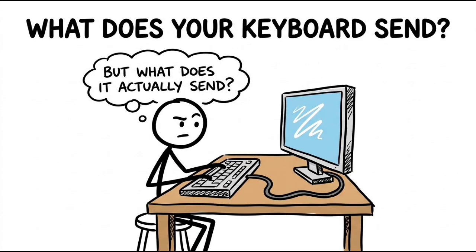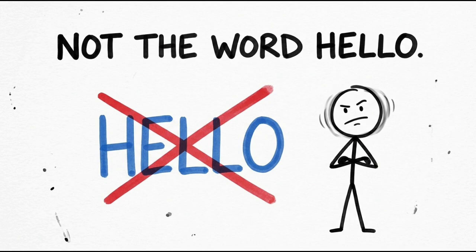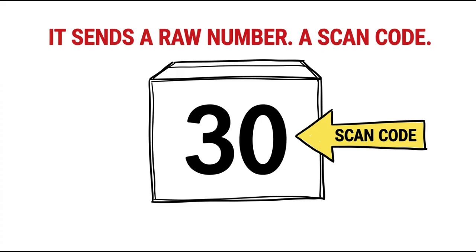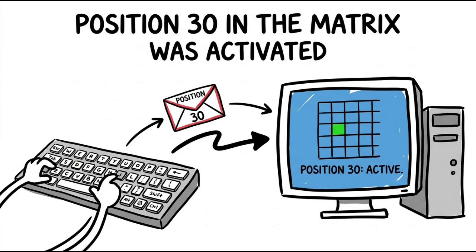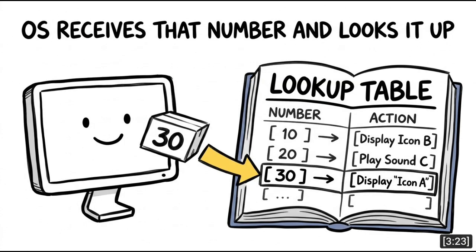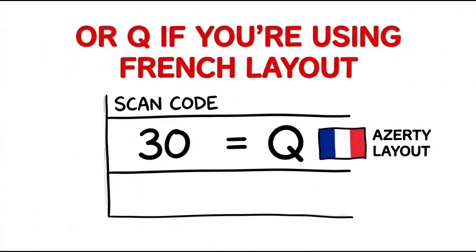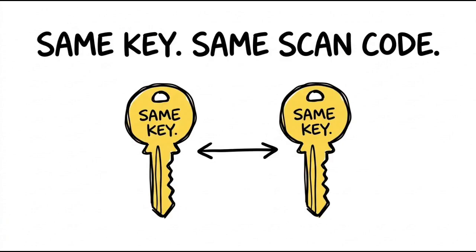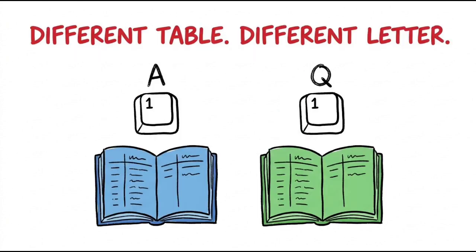Now, what does your keyboard actually send to your computer? Not the letter A, not the word hello, not anything human readable. It sends a raw number called a scan code. It just says, position 30 in the matrix was activated. That's it. That's the whole message. Your operating system receives that number and looks it up in a table. The table says scan code 30 equals the letter A if you're using English layout, or Q if you're using French AZERTY layout. Same key, same scan code, different table, different letter.